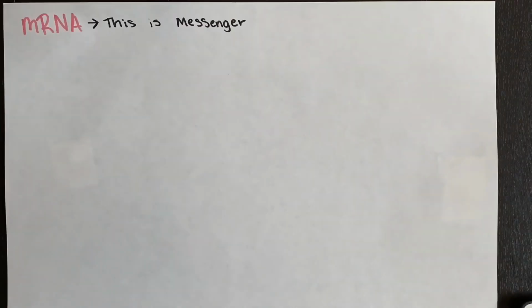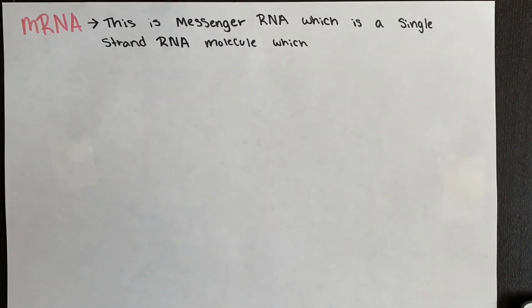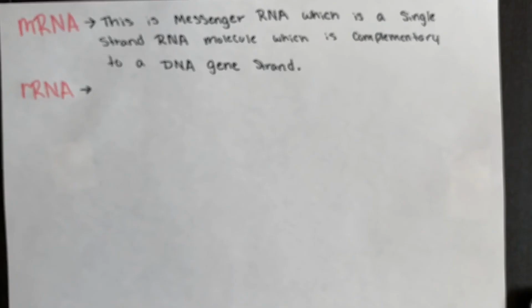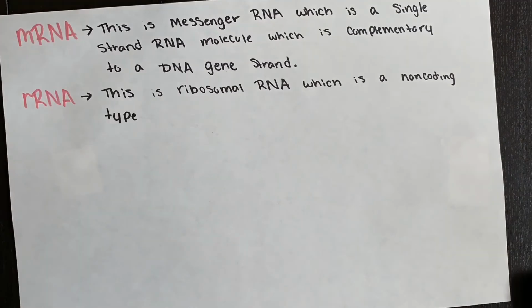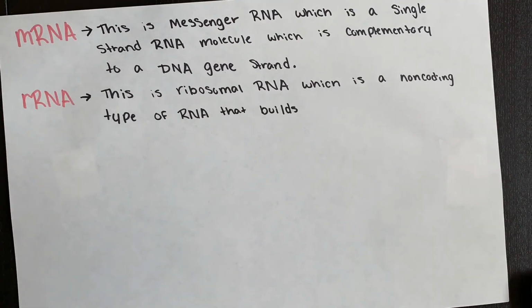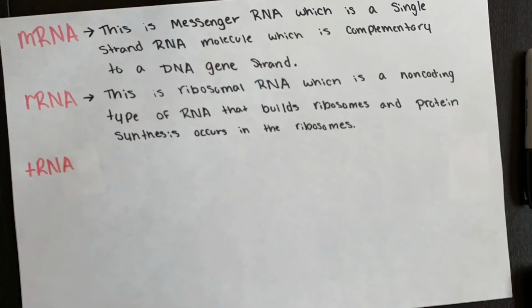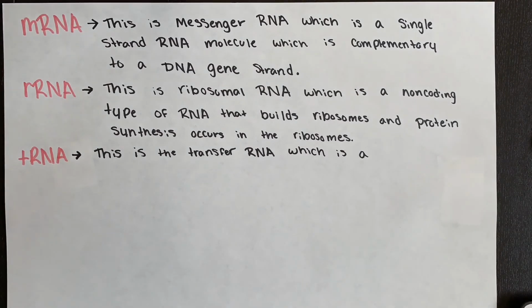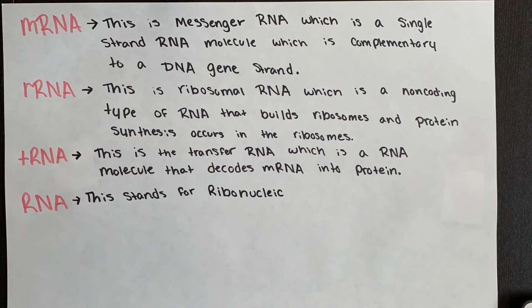mRNA. This is messenger RNA, which is a single-strand RNA molecule, which is complementary to a DNA gene strand. rRNA is ribosomal RNA, which is a non-coding type of RNA that builds ribosomes, and protein synthesis occurs in the ribosomes. tRNA. This is transfer RNA, which is an RNA molecule that decodes mRNA into protein. RNA, this stands for ribonucleic acid, which is a polymeric molecule for coding, decoding, and expression of genes.